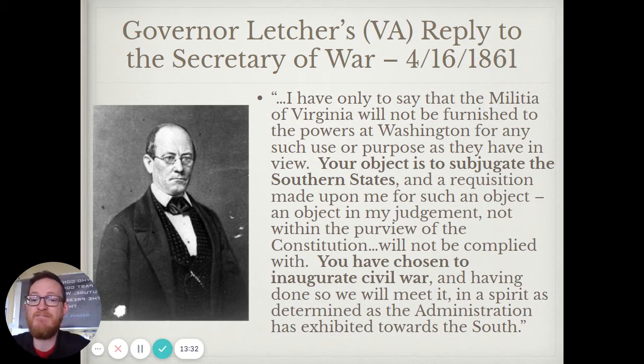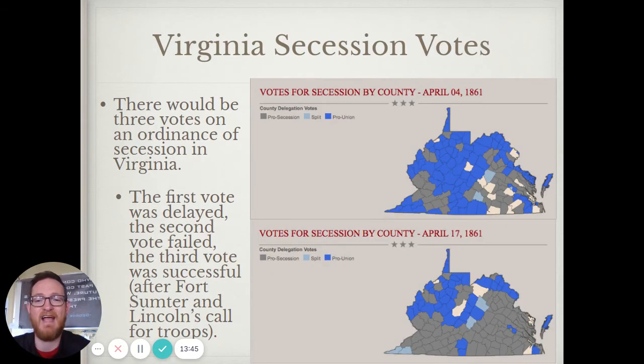So you can see that is a very strong statement from the governor of Virginia saying, look, we're not going to send troops. We don't agree with you sending troops into your own country, and yet you have chosen to inaugurate the Civil War that is about to happen. So you're going to see that there would be 3 votes of an ordinance of secession here in Virginia.